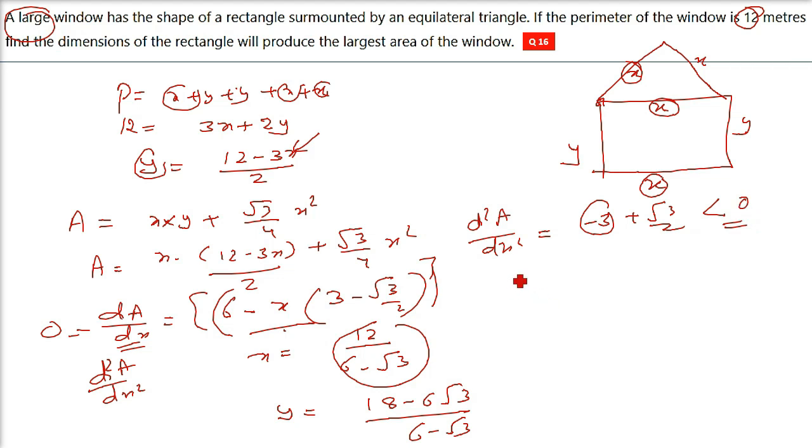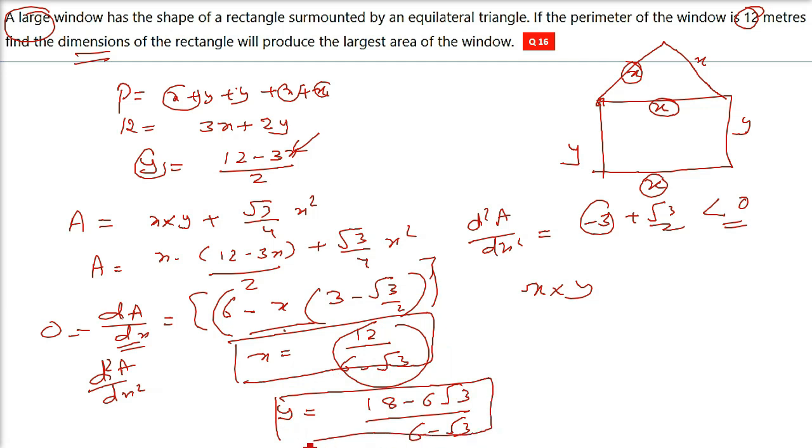And what will be the area? Because we are being asked only the dimension, we don't worry about the area, because the question is only asking about the dimension. But there are questions which will talk about the dimension, the area or the perimeter, etc. We can just multiply x into y plus root 3 by 4 x square like that.